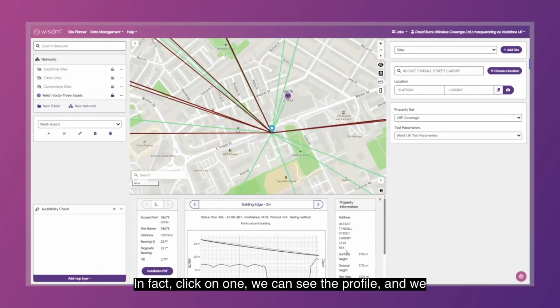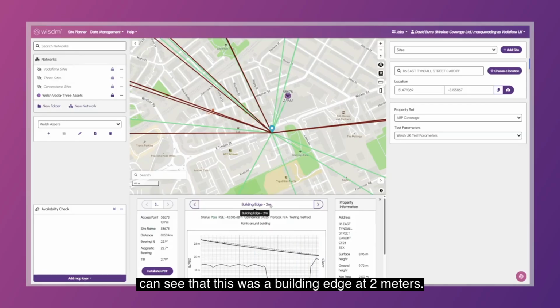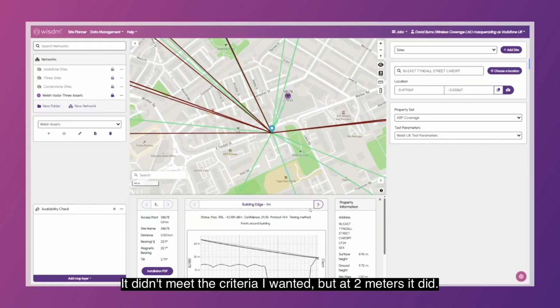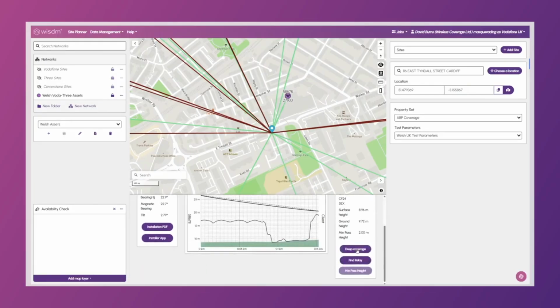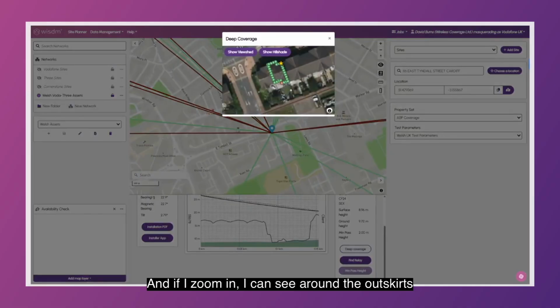If I click on one, we can see the profile, and we can see that this was a building edge at 2 meters. The building edge at 1 meter test wasn't sufficient. It didn't meet the criteria I wanted, but at 2 meters it did. And if I zoom in, I can see around the outskirts of that house where the test points passed, and I can see the point with the strongest signal.